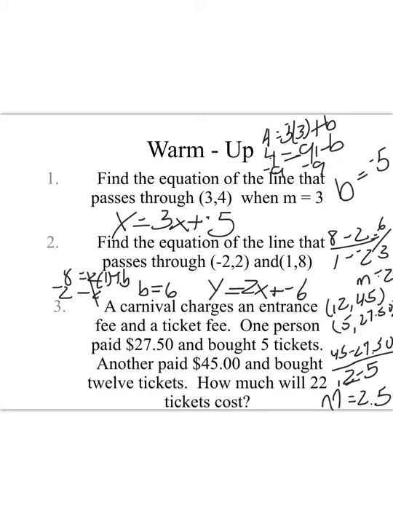So now I need to write my equation. And in order to write my equation, I'm going to come up here in this upper left-hand corner so I have enough room to be able to write. So you're going to pick one of your ordered pairs. I'm going to pick the 12 and 45 just because I don't want to deal with the decimals. No other reason.